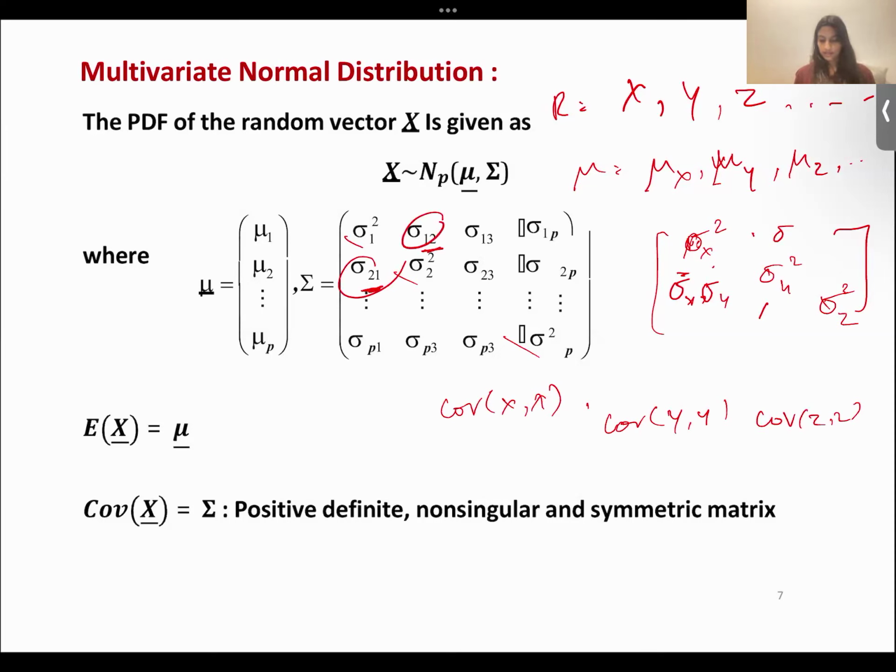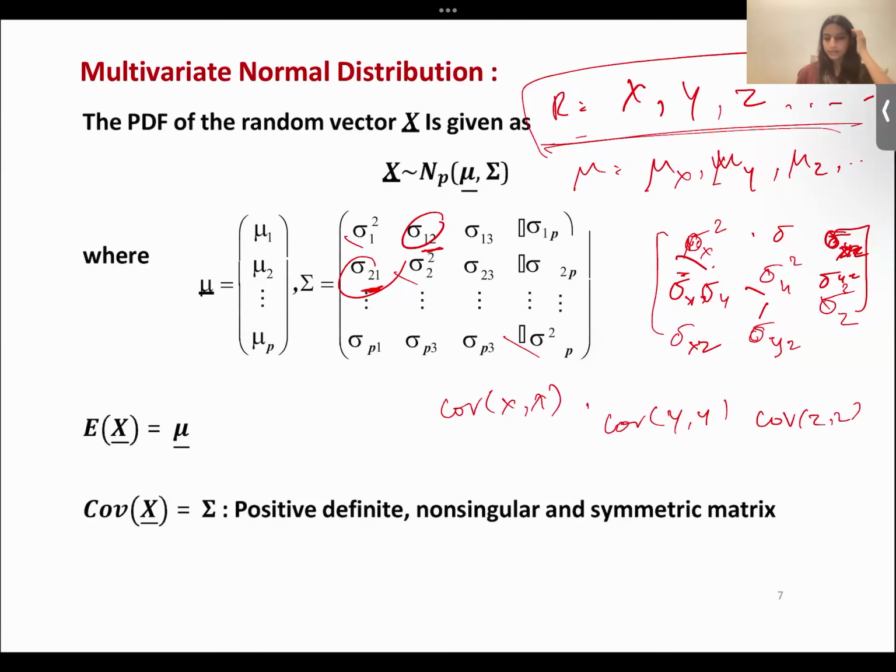And here you'll have sigma yz. Here also you'll have sigma yz and sigma xz, and here you'll have sigma xz and sigma yz. So this is called a covariance matrix. The mean of this x, like we saw, is given by mu, and the variance of this vector of multiple random variables would be this covariance matrix. So that's what this slide summarizes.